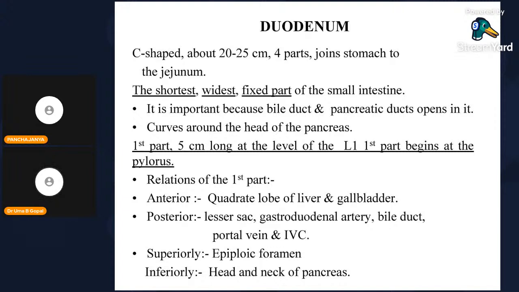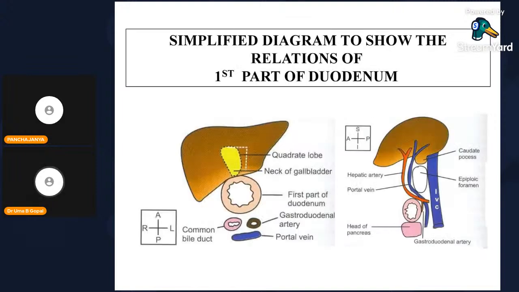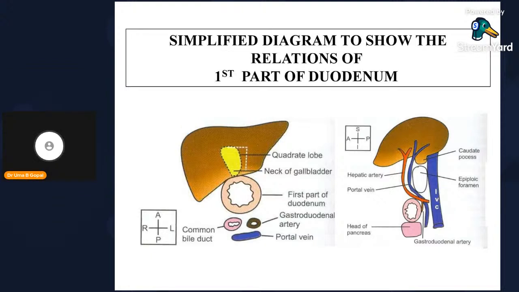So it has got peritoneal relations too. The starting half of the first part of the duodenum is actually mobile, as the lesser omentum and greater omentum will continue. The rest of the part is only related anteriorly. It is retroperitoneal. Okay. So it is a simplified diagram of the first part of the duodenum.